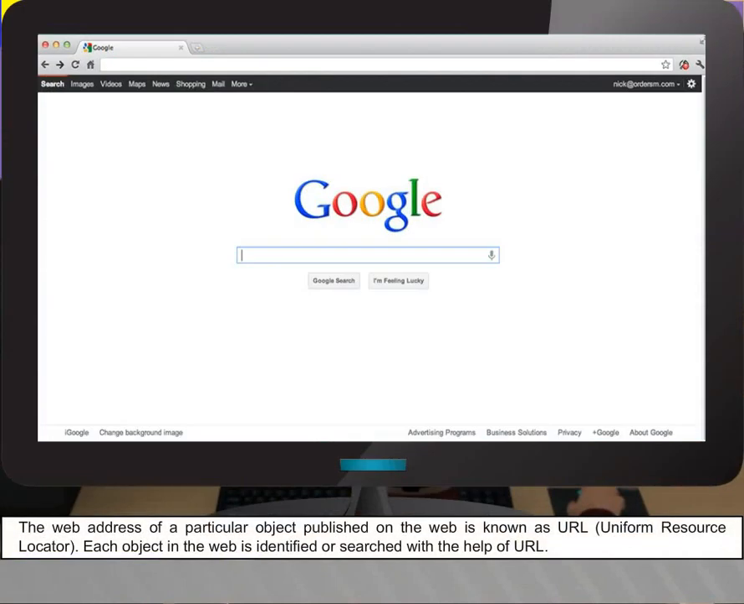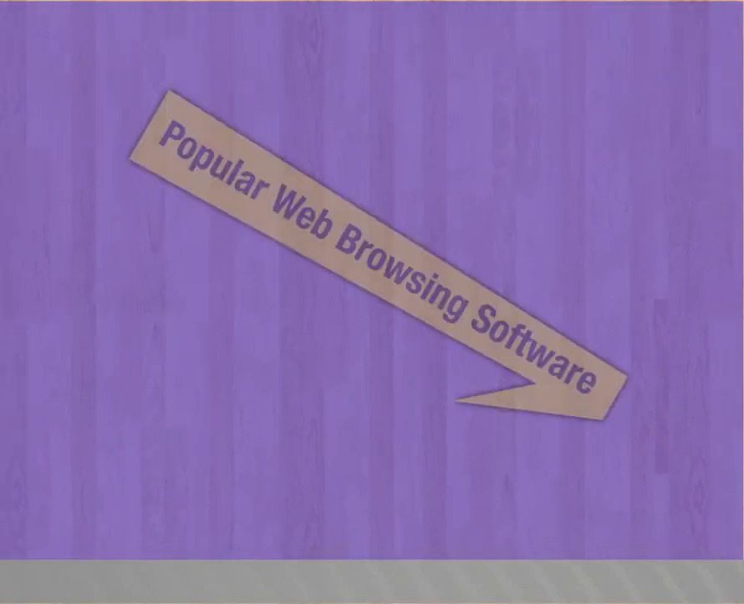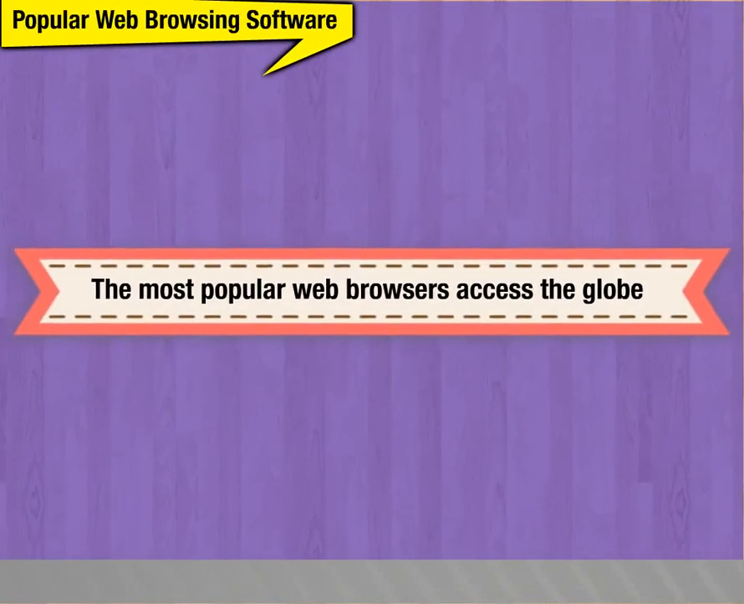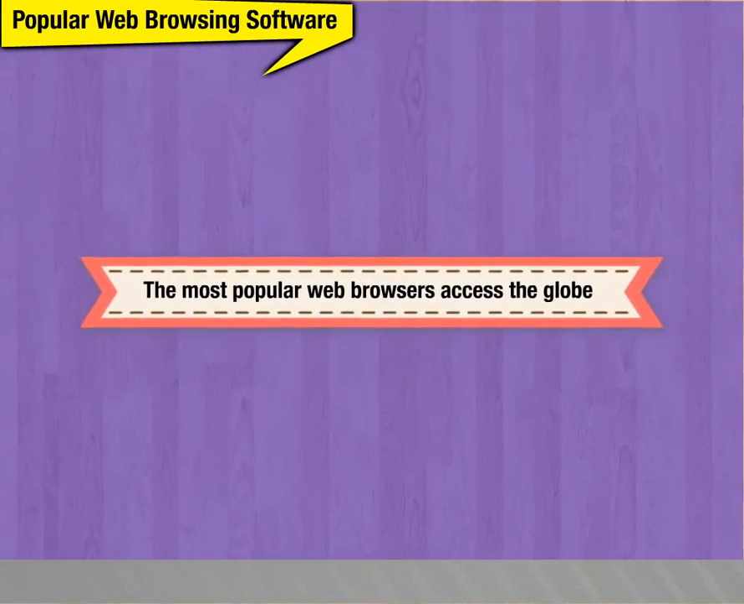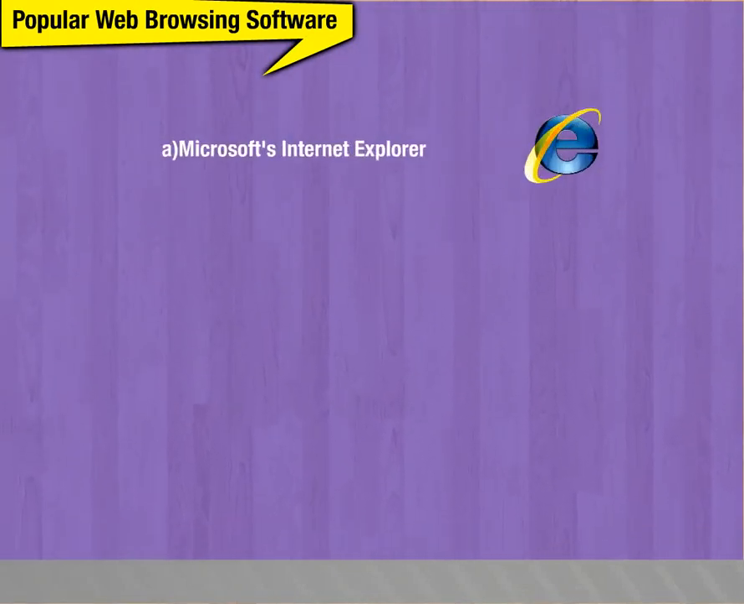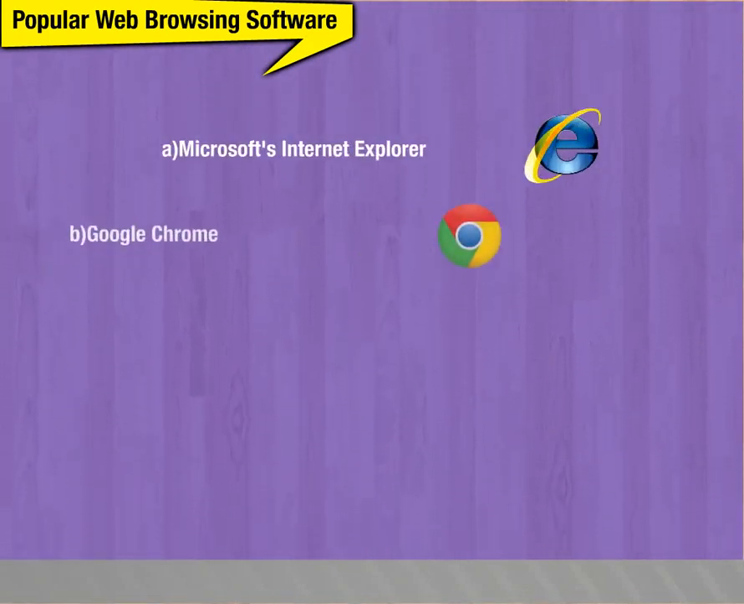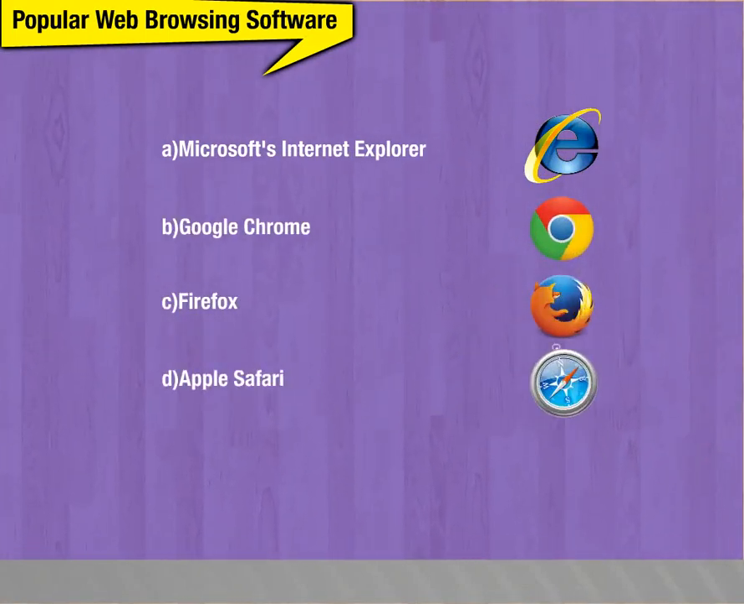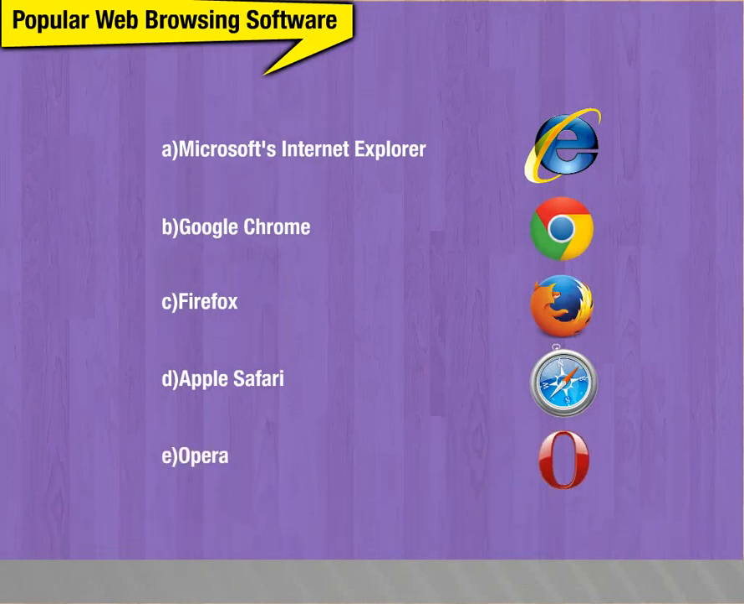The web address of a particular object published on the web is known as URL, that is Uniform Resource Locator. Each object in the web is identified or searched with the help of URL. Popular web browsing software. The most popular web browsers across the globe: Microsoft's Internet Explorer, Google Chrome, Firefox, Apple's Safari, Opera.